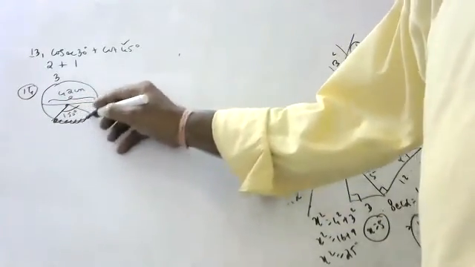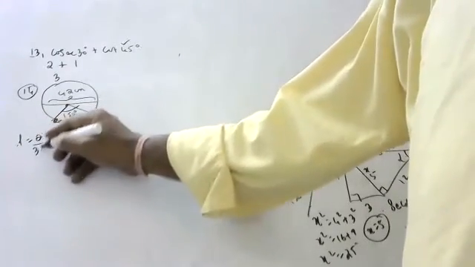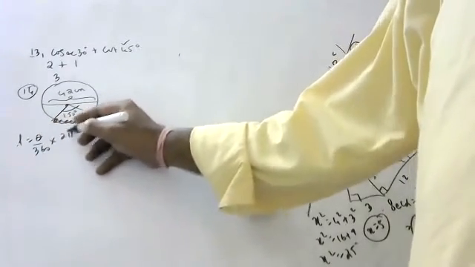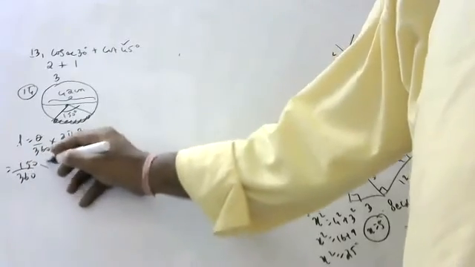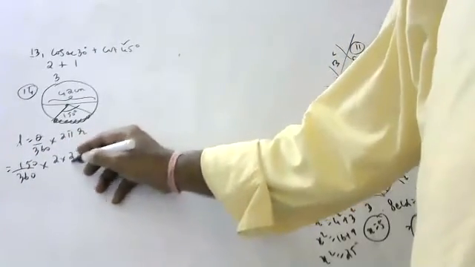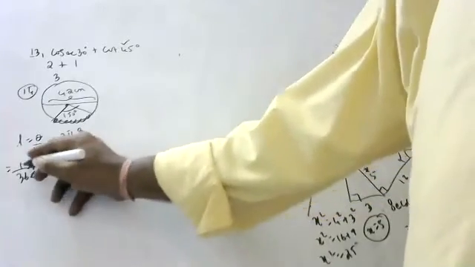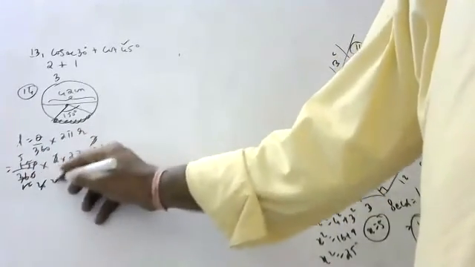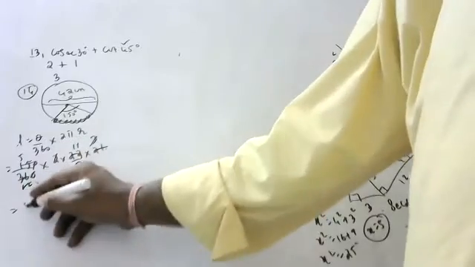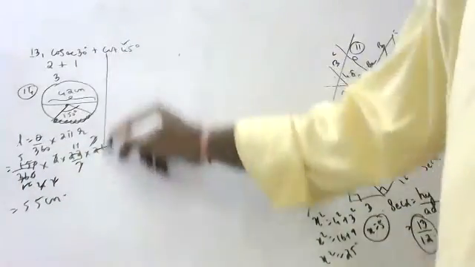What is the formula for the length of the arc? Theta by 360 into 2 pi r. So 150 by 360 into 2 into 22 by 7 into 21. 3 5s are 15, 3 2s are 6, 11 times 5 is 55. How much? 55 centimeters.